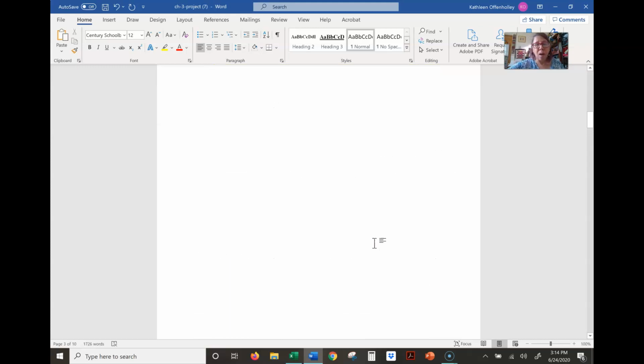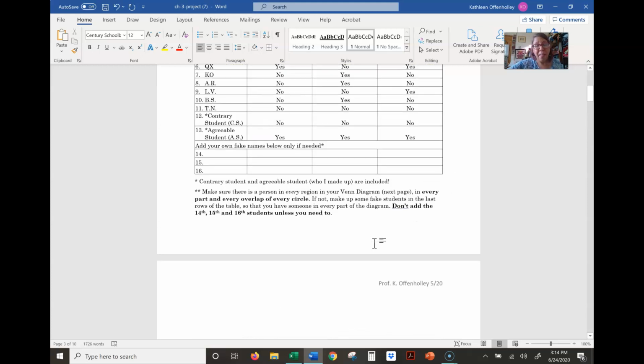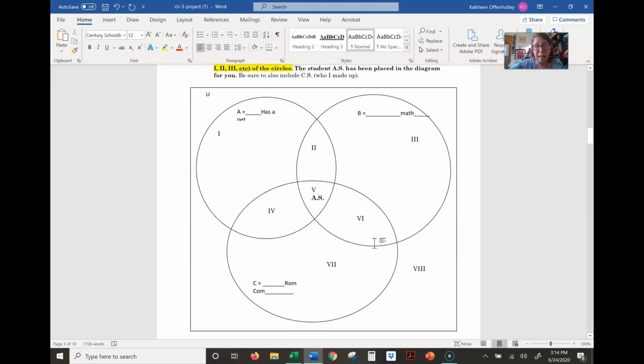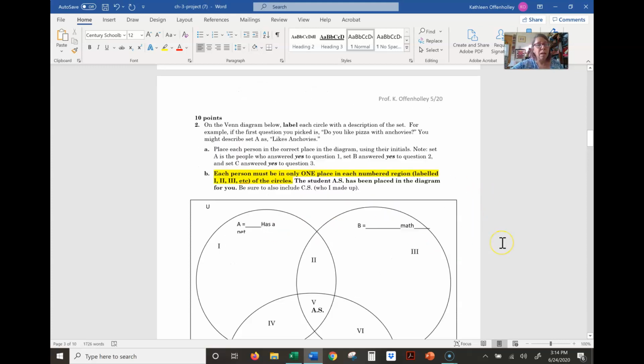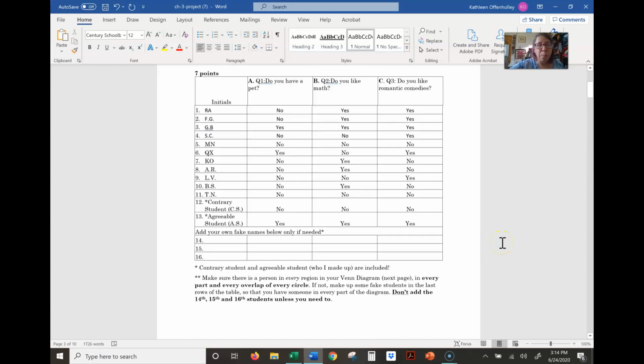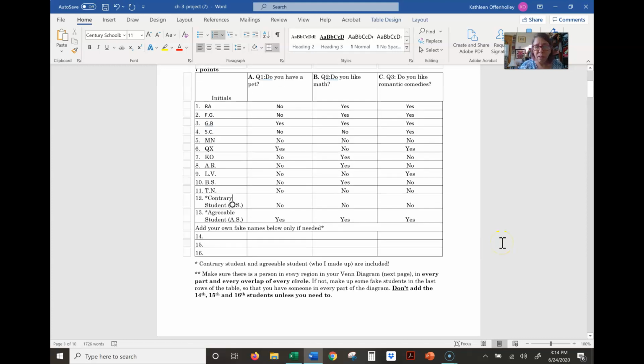And you're going to fill in all the people in all the regions. And that's when after you do that, then you look at it and go, ooh, I don't have anybody out here maybe, or I don't have anybody over here. Notice that an agreeable student has been filled in for you, right? Remember to put in contrary student, right? Remember to put them in where they go. They said no, no, no. So every single person has to be on that diagram. And that's how you fill it out. If you have any questions, just ask.